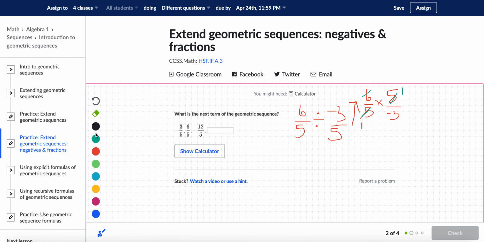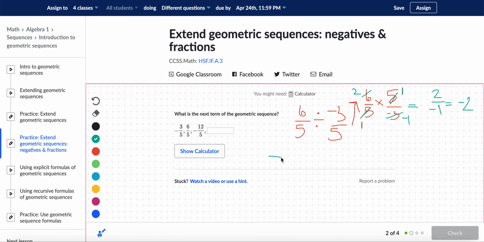That's totally wrong. Okay, I'm gonna simplify the 6 by 3 because there's a 3 at the bottom, so this becomes 2 and this one becomes -1. Again, I'm just simplifying, and you can simplify across if you can. So 2 times 1 is 2, and 1 times -1 is -1. So this is really just -2. Okay, so that means I'm multiplying by -2 to go from -3/5 to 6/5.